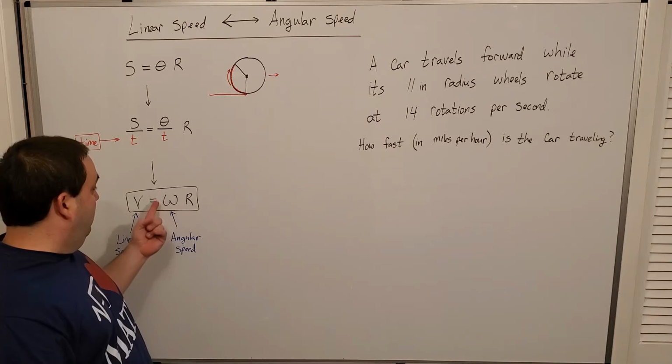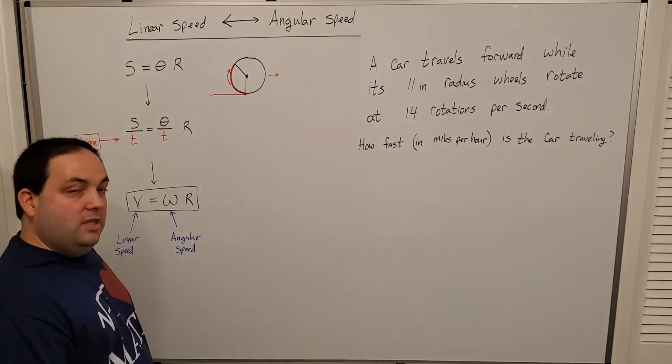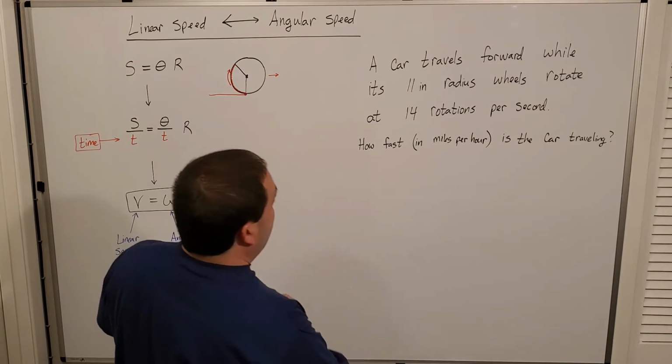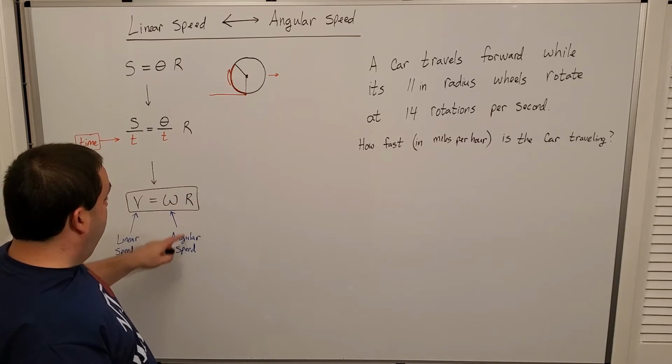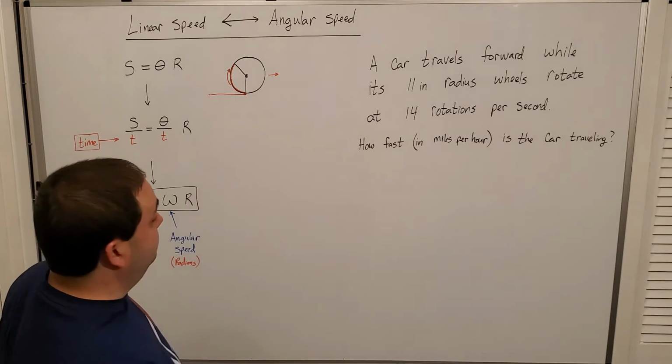That's what this letter is, by the way. I know it looks like a W, but it's actually curvy. The omega here, the angular speed, let's calculate what that is. In radians though, because for this calculation to work, this angular speed right here needs to be in radians, like all of the other ones we've been doing.